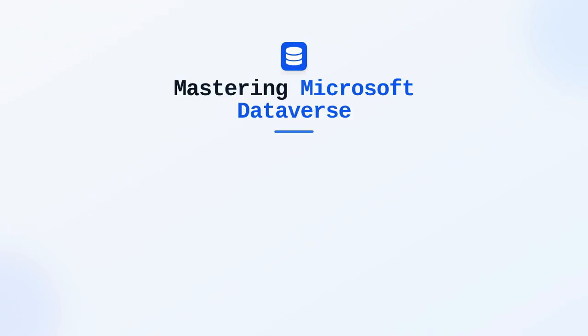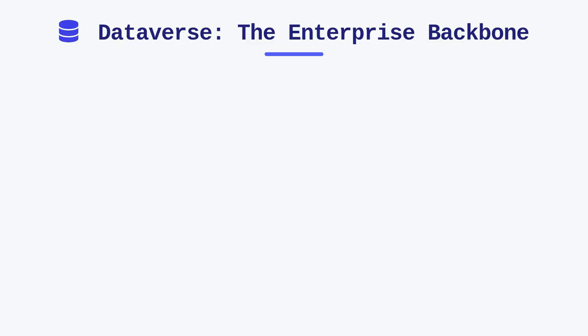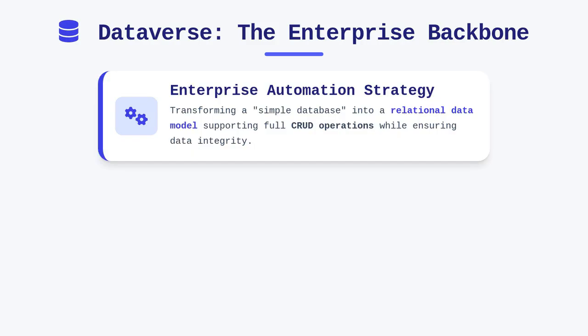Hello. We are going to explore how to transition from basic record manipulation to implementing deep transactional integrations with Microsoft Dataverse. When we approach Dataverse as more than just a simple database, it becomes the backbone of our enterprise automation strategy. By utilizing the native Dataverse connector, we can perform CRUD operations while maintaining the integrity of our relational data models.